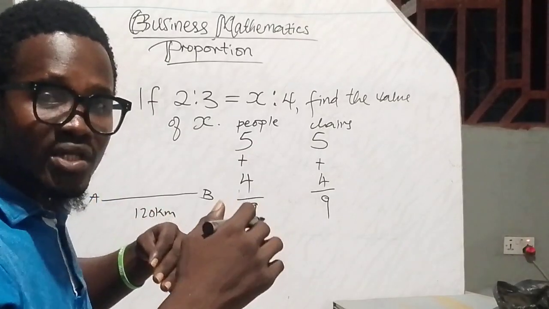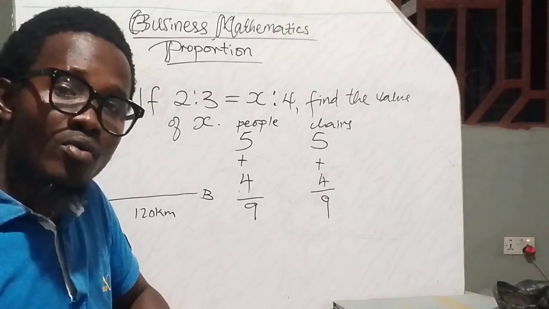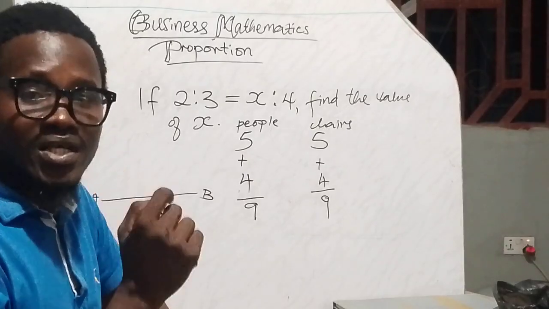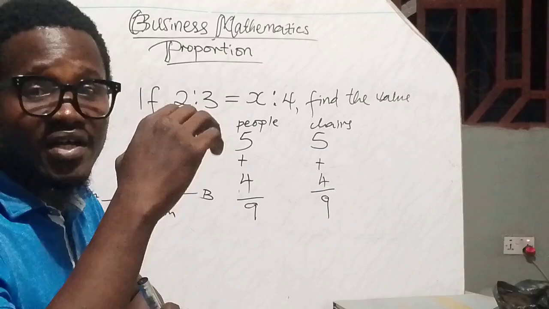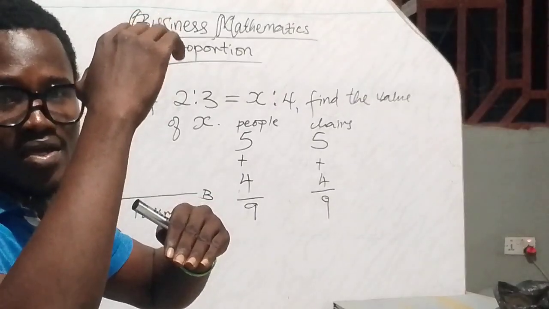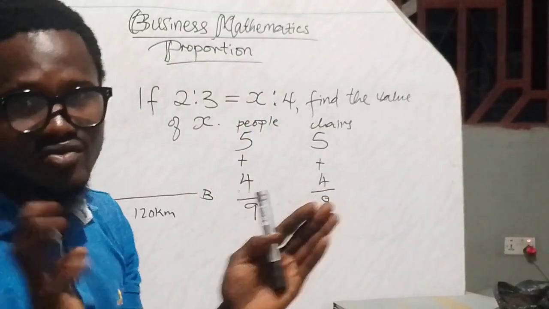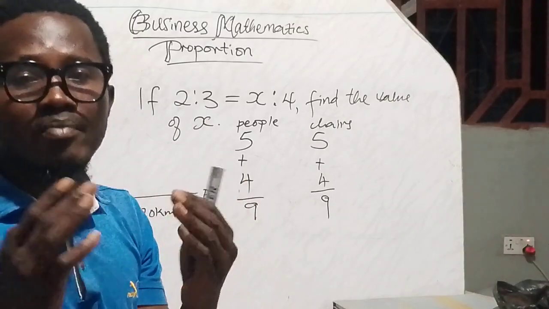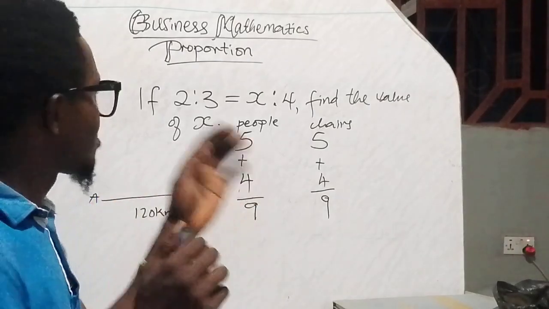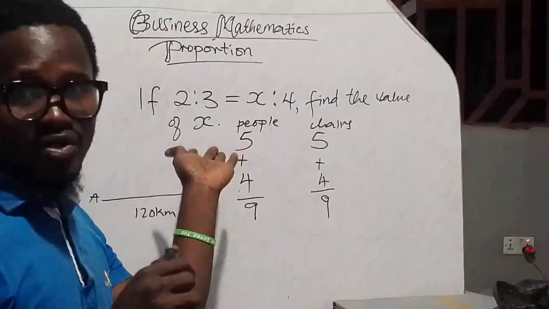But if the speed of the car is less, then the time the car will take on the journey will have to be great. So you see that the less speed, the more time taken on the way. The more speed, the less time taken on the way. That's just an instance of an inverse proportion or an indirect proportion. So that's it. Let us solve this problem. This is a typical example of a proportion.